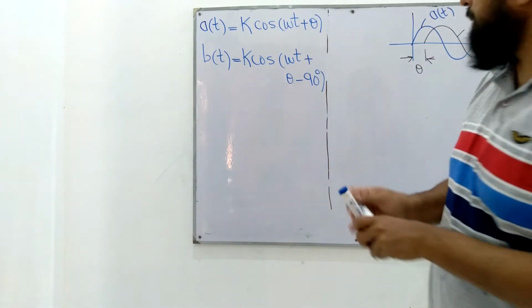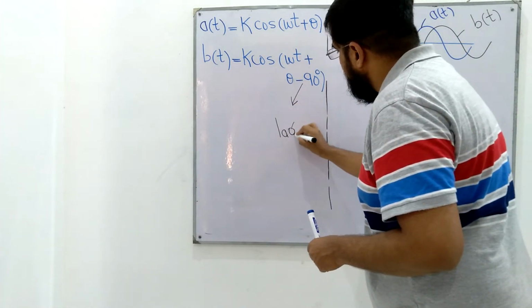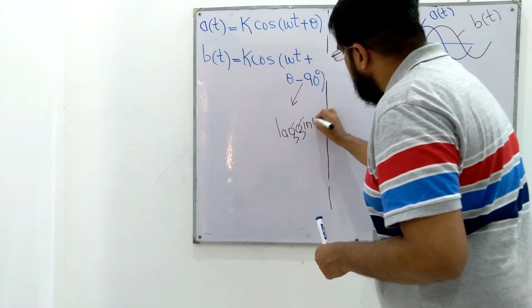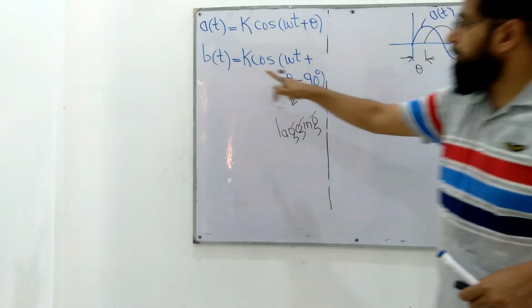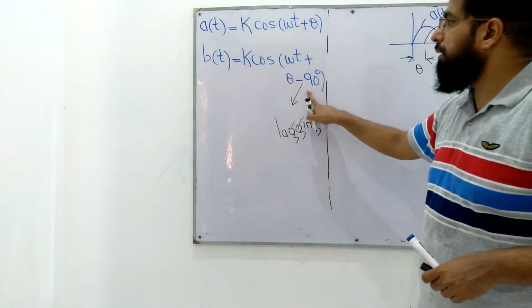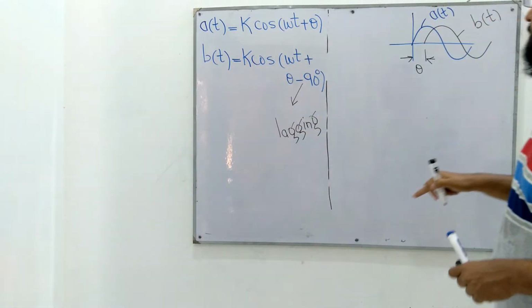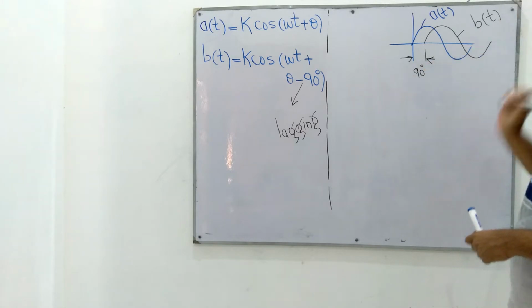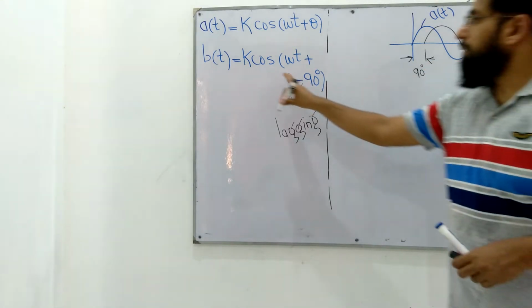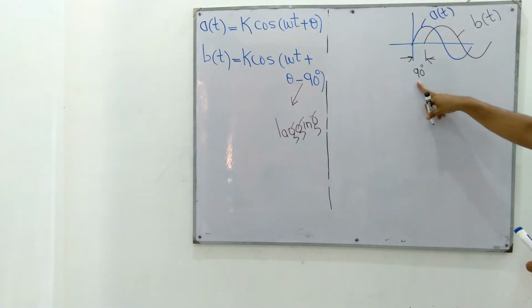This minus represents lagging behavior. So this means B of t lags A of t by 90 degrees. The magnitude is the same, the frequency is the same. So it should start after 90 degrees. So B of t is k cos(omega t plus theta minus 90). This means it starts after 90 degrees compared to A.